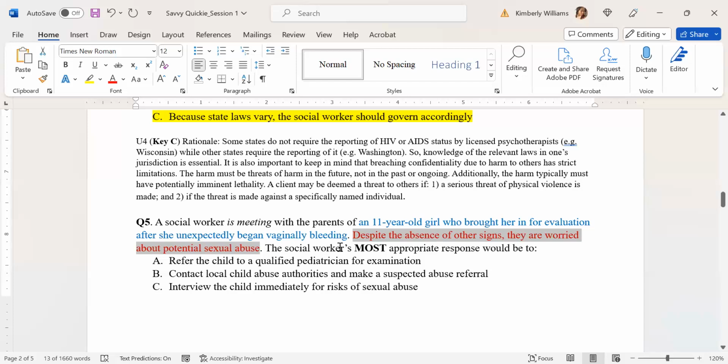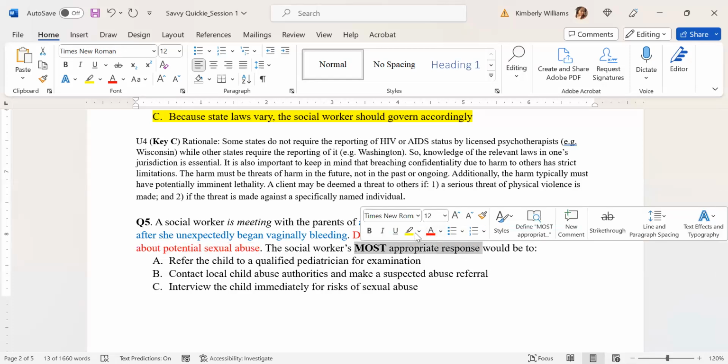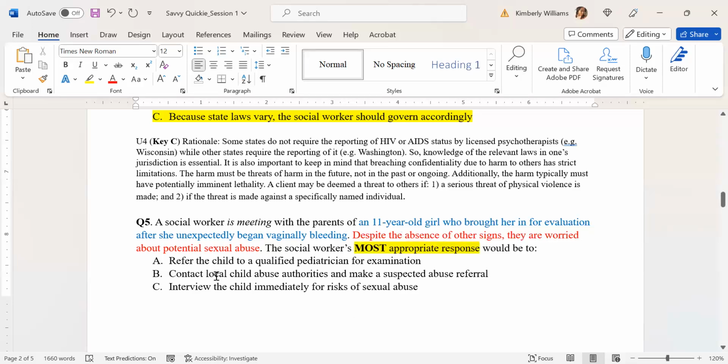So the question is saying the social worker's most appropriate response. When we have most questions, that means you just meet your clients wherever they are and do what makes the most sense. So this is asking, what's the most appropriate response? So what response is going to make the most sense for you to give to these parents? Is it A, or to this family, because it's the parents and the daughter? A, refer the child to a qualified pediatrician for an examination. B, contact local child abuse authorities and make a suspected abuse referral. C, interview the child immediately for sexual abuse. A.